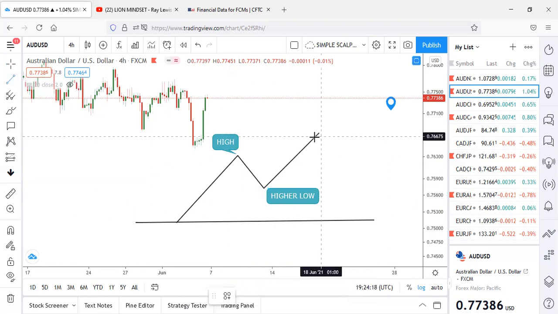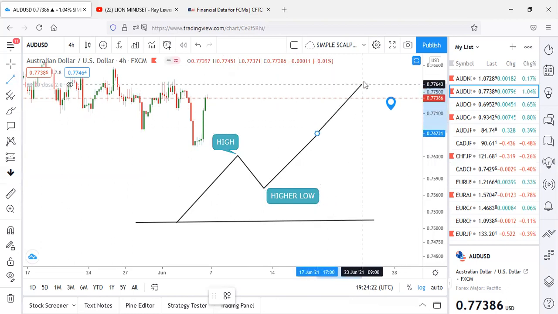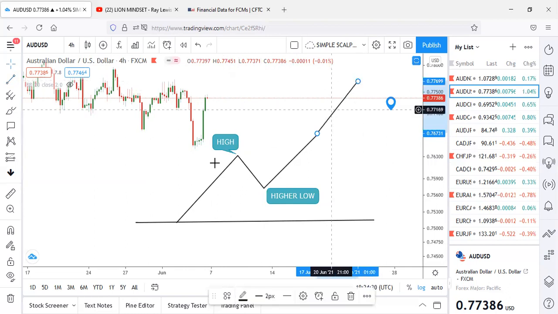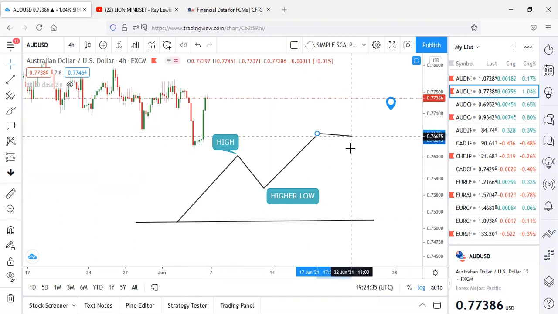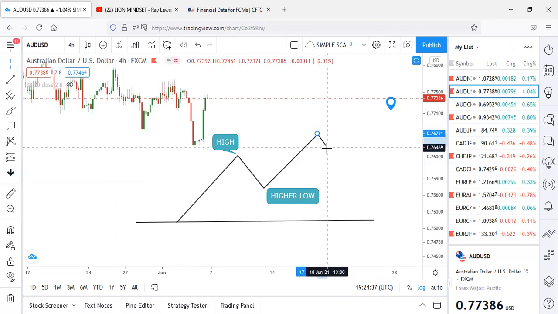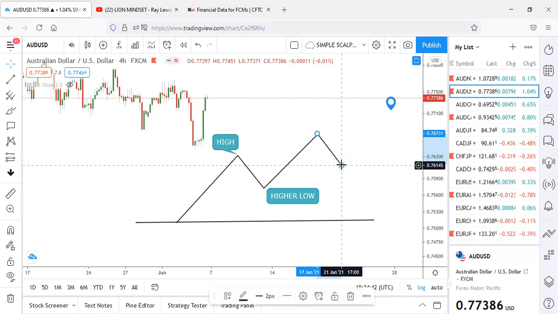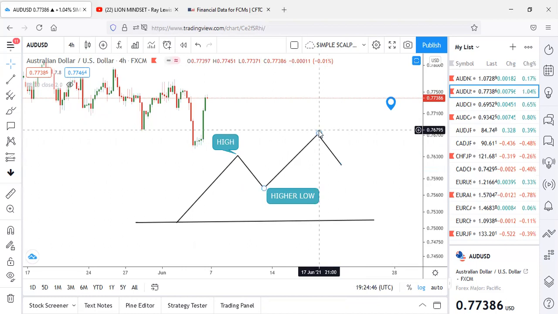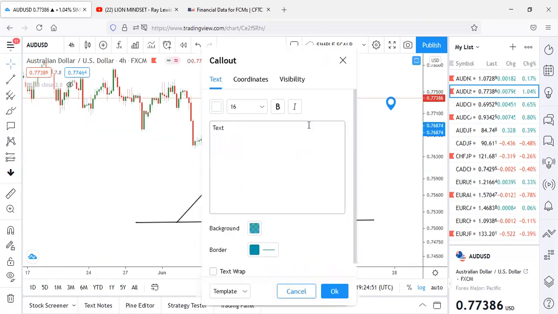Now with this move up, you will agree with me that it is not possible for the market to continue moving up. No, it cannot keep moving up forever. It will get to a point, just the same way we have it right here, where the market will retrace. So the same thing will happen right here, okay? Once the market retraces right here, it gets to a point and stops, all right? You can see now this place is regarded as a higher high, all right?